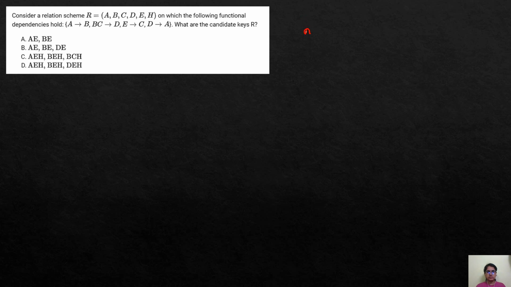Let's write them down here. A determines B, BC determines D, E determines C, and D determines A. Okay, so these are the functional dependencies given to us, and we have to calculate the candidate key. By the normal approach we will go first, and then I'll also tell you the short trick. So let's check for A.